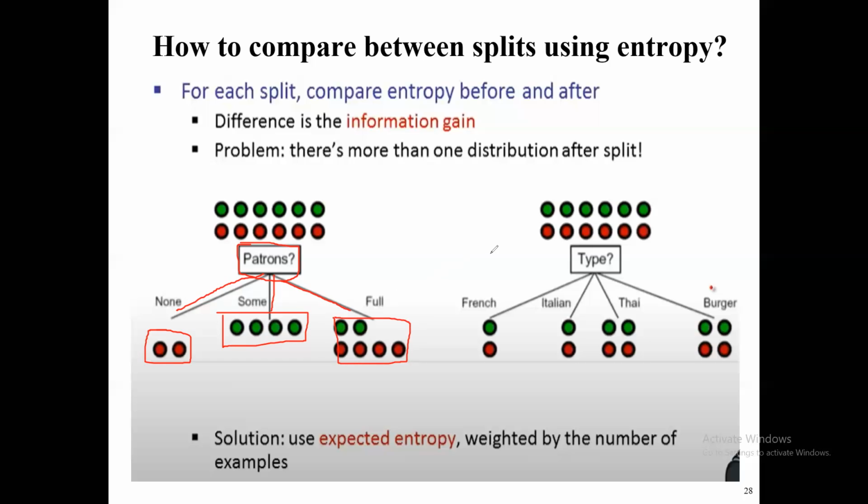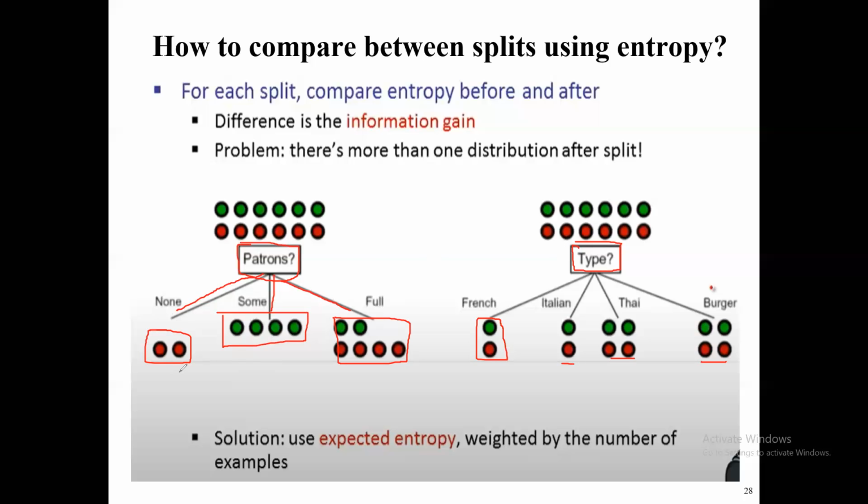And it is the same case here for the type attribute that we see on the right hand side. When we split on the 4 different values of type, we actually encounter 4 different distributions for the type attribute, right? But we actually need a single value for patrons and for type to compare between the two, right?